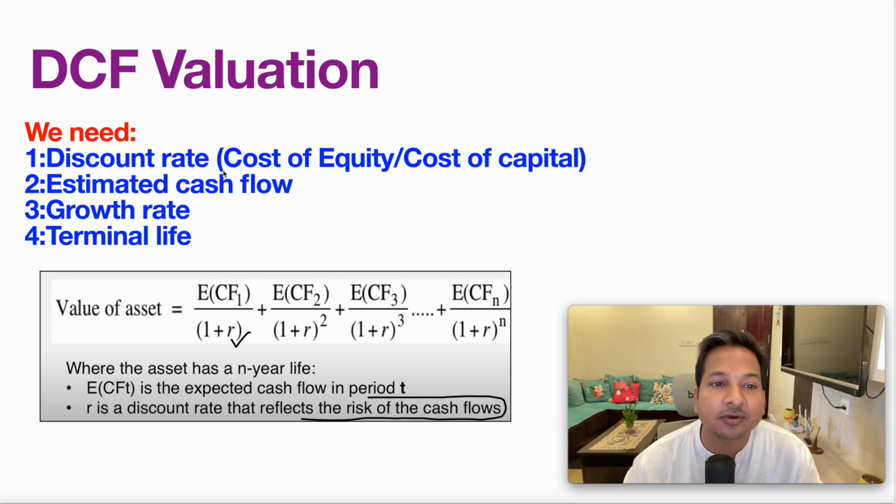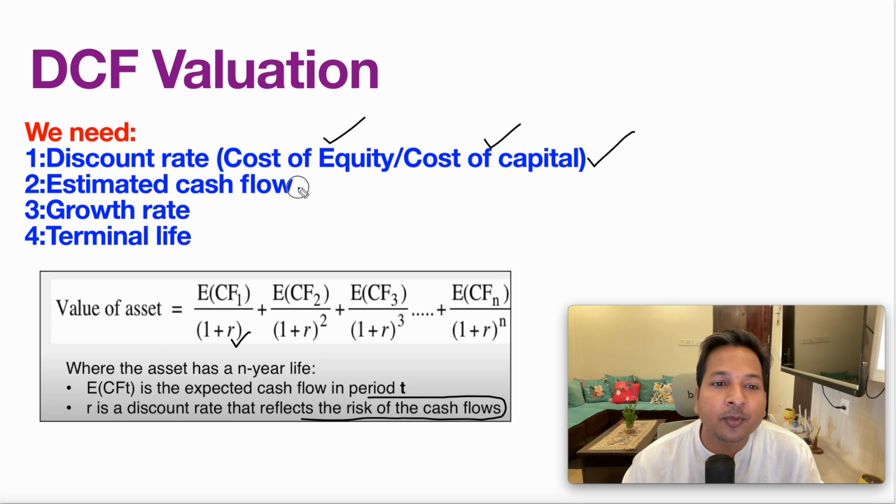This is the first one, the discount rate, which today we are going to learn in detail how to calculate: cost of equity and cost of capital. Cost of equity is the discount rate required when you are valuing a company's equity part only, and cost of capital is the discount rate required if you are targeting to value the full company, meaning equity plus debt.